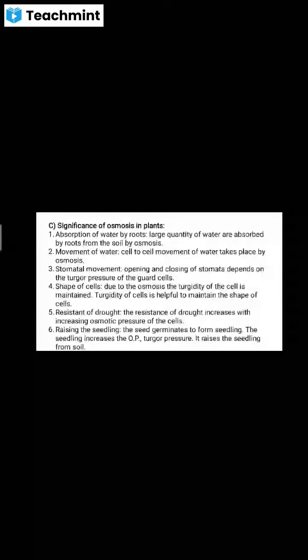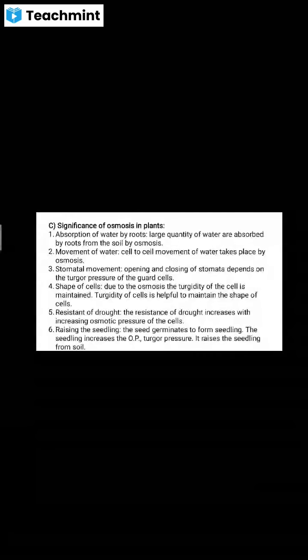Next one is resistance to drought. In drought conditions, what's happening is that the water content inside the plants is lowered. At that time the resistance of the plant will increase due to the osmotic pressure of the cells. Because of the osmotic pressure, the drought resistance capacity will be increased.